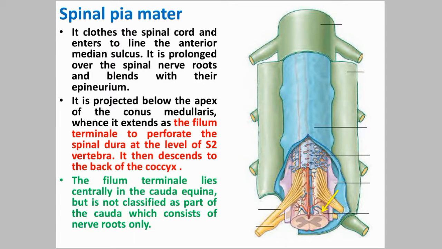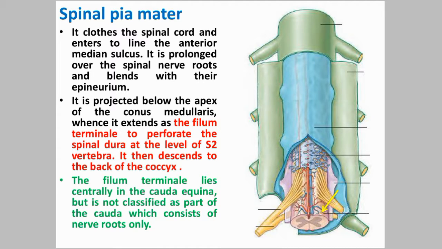Now we will talk about the spinal pia mater. The spinal pia mater clothes the spinal cord tissue and enters the line of the anterior median sulcus. It is prolonged over the spinal nerve roots and blends with their epineurium. It is projected below the apex of the conus medullaris, whence it extends as the filum terminale.